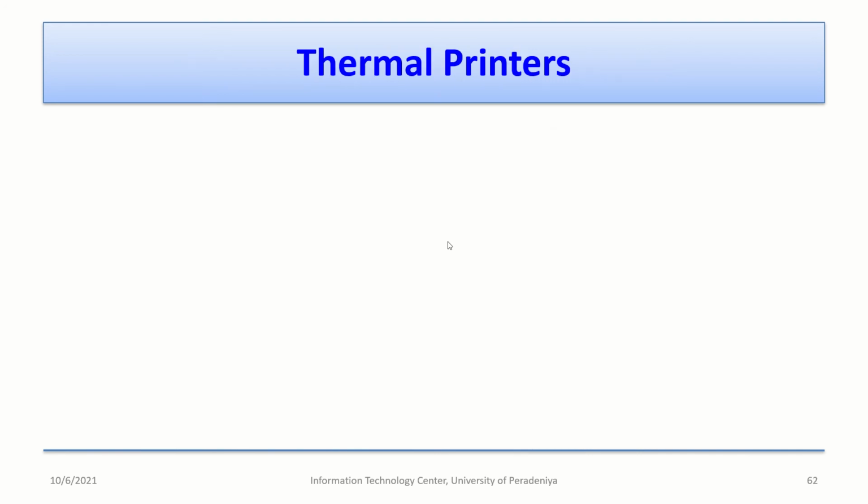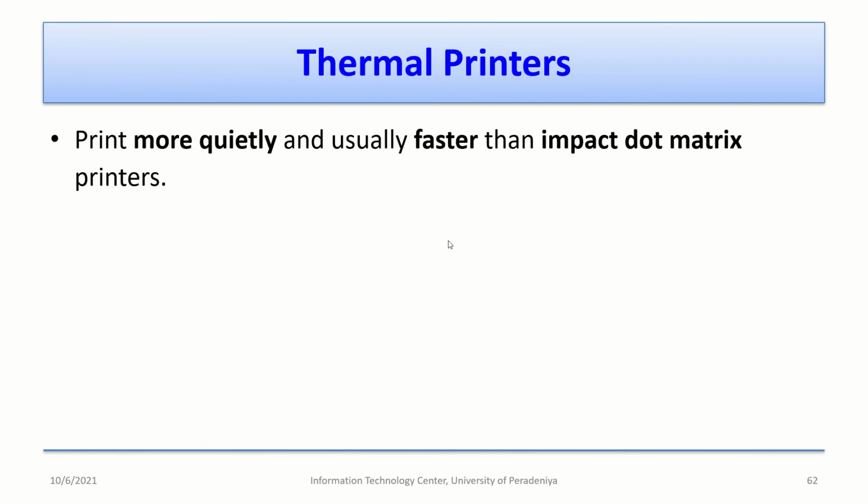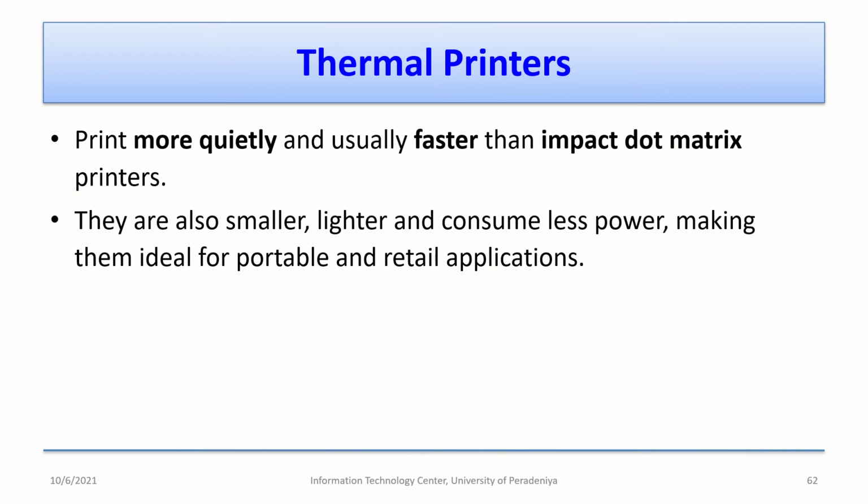And then next one is thermal printers. Thermal printers. In here they print more quietly. Here the thing is this is much faster than the impact dot matrix printers, right? So this is much faster than the dot matrix printers. Then they are also smaller, right, and they consume less power, making them ideal for portable and retail applications.